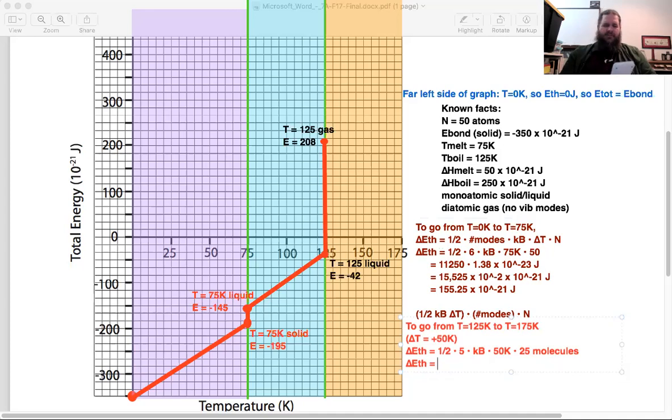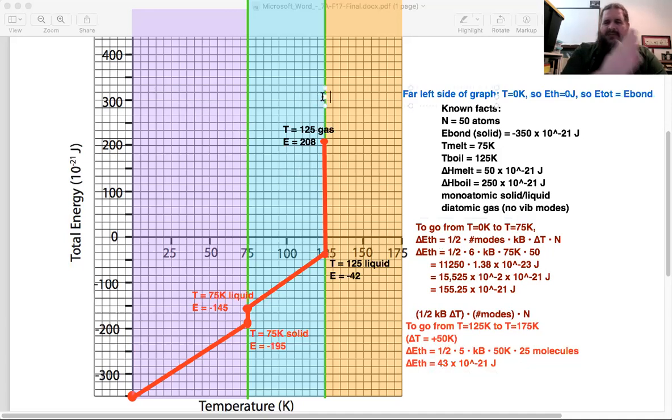So we multiply all that together: 1/2 times 5 modes per particle times Boltzmann's constant times 50 kelvins worth of temperature change, times 25 molecules, and I'm getting 43 times 10 to the negative 21st joules. So that means during this process, the next 50 Kelvin worth of increase, and it didn't have to be 50, that's just a convenient number on the graph, we get an increase of plus 43.